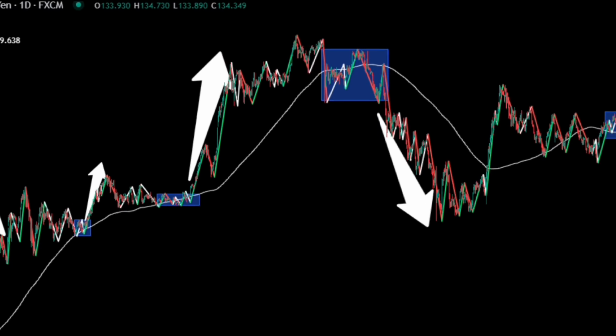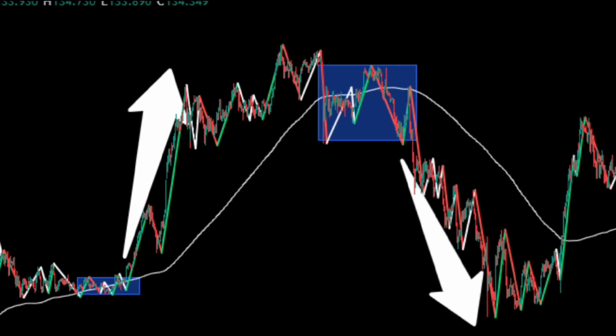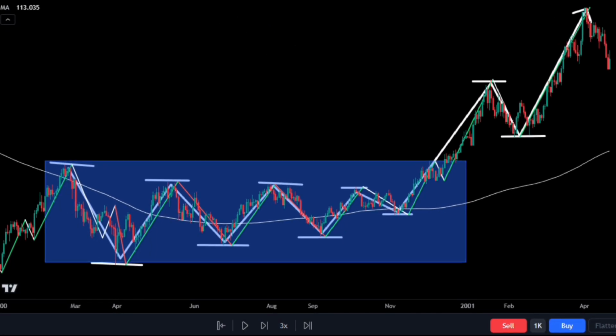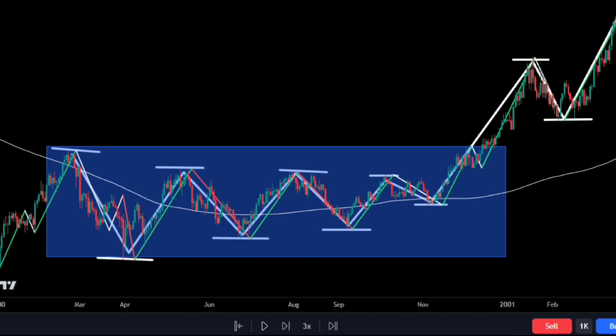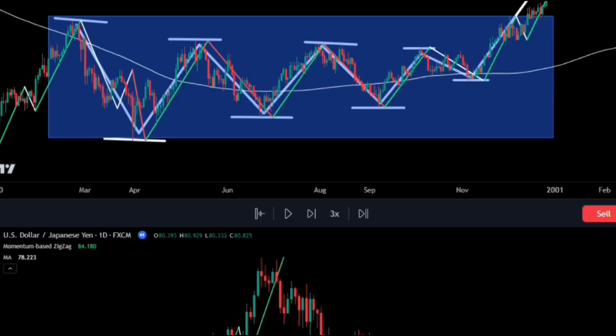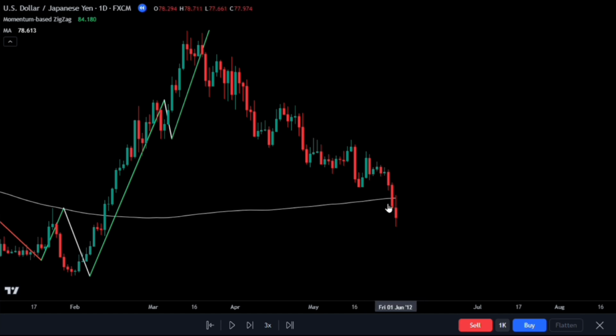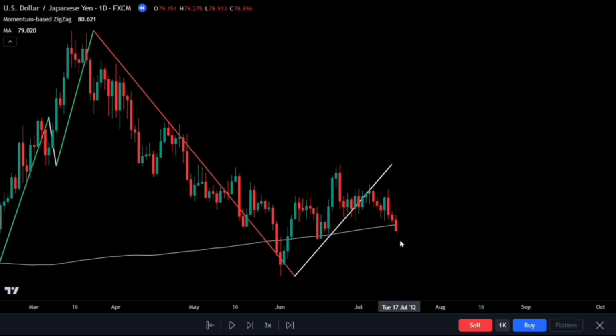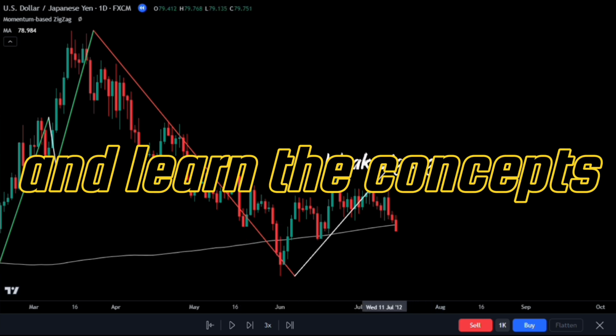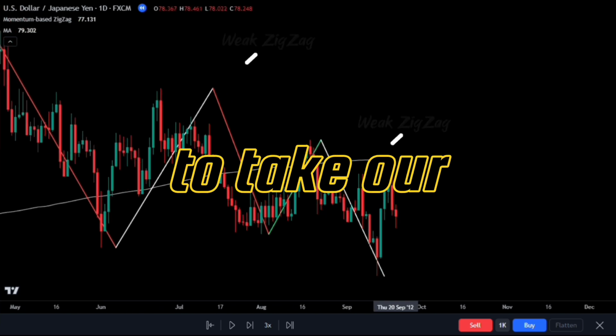We will be discussing the momentum-based zigzag non-repainting indicator and how you can effectively use it to predict future price movements in the market. Combined with the 200-length moving average, this strategy can achieve a high success rate for both newbies and pro traders. So, let's dive in and learn the concepts of smart money trading to take our trading to the next level.